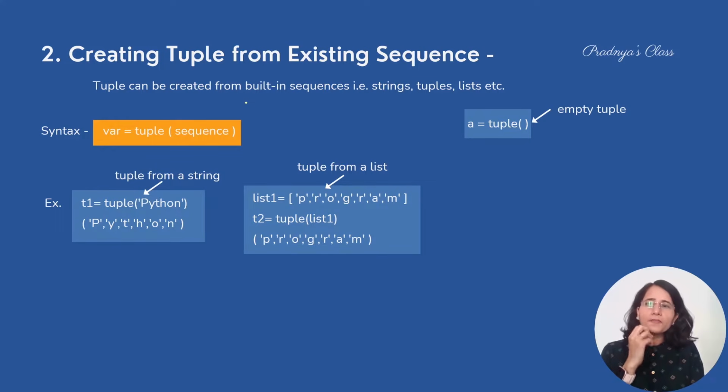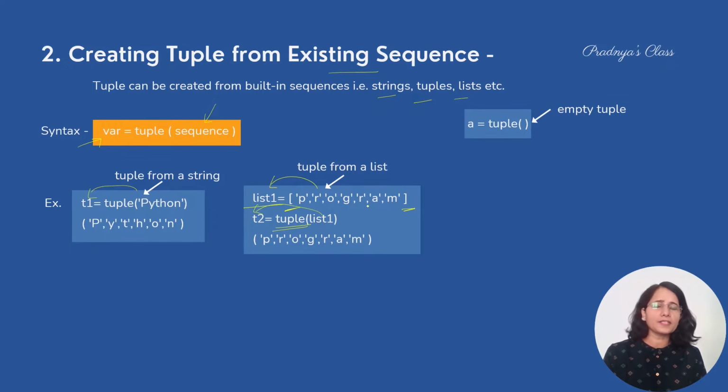The second way of creating a tuple is to create a tuple from an existing sequence. An existing sequence can be a string, tuple, list or dictionary. So here is the syntax for that. In the brackets we have to mention the sequence from which we want to create the tuple. For example, here we are creating a tuple from a string, and in the second example we are creating a tuple from a list. So we initialize a list to a variable list1, and using tuple we create the tuple from the list.